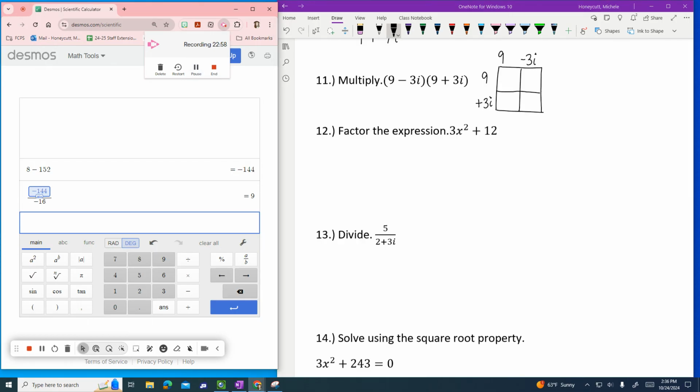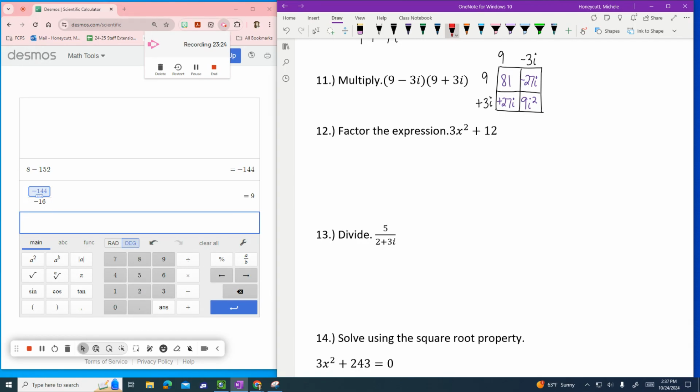To multiply, I need to either distribute, or I can use the box method. I've got a box set up. Let's go ahead and multiply. 9 times 9 is 81. Negative 3i times 9 is minus 27i. 9 times positive 3i is plus 27i. And negative 3i times positive 3i is negative 9i squared.